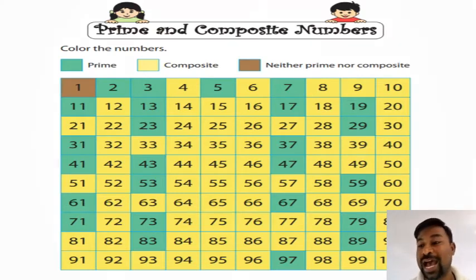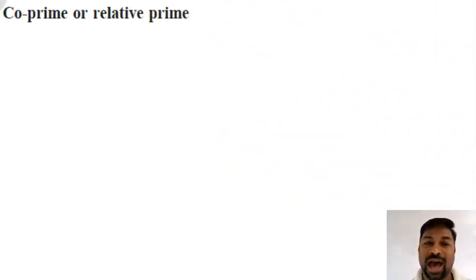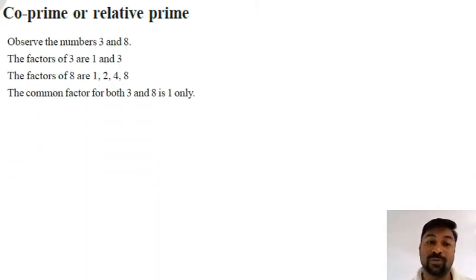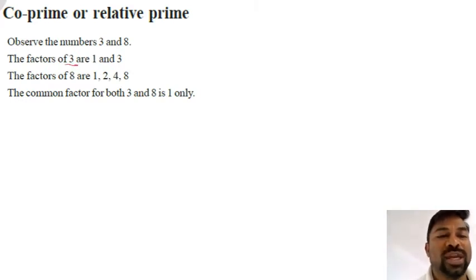So let's go for the other one, our favorite, co-primes or relative primes. What are these co-primes or relative primes? Let me help you with an example which is already written there. So let's search for the factors of 3. What are the factors of 3? It's nothing but 1 and 3.